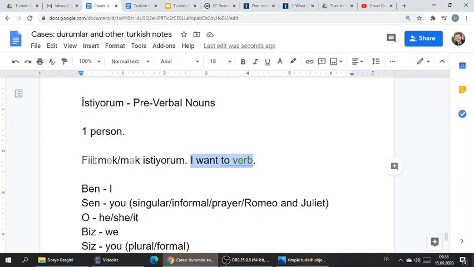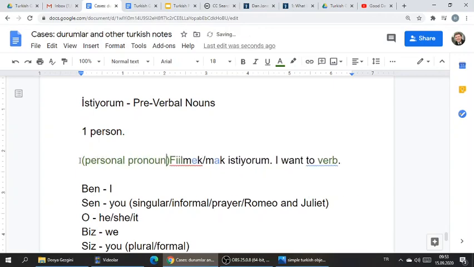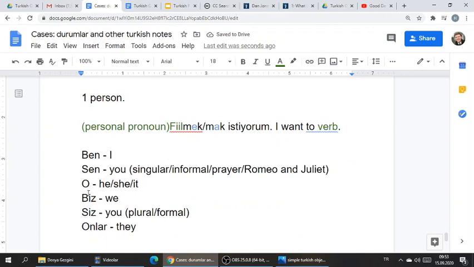All you have to do is take the fiil with its mek or mak and say istiyorum, I want to. And of course, put the personal suffix here at the end. And of course, with any verbal sentence in Turkish, you can add the personal pronoun, such as ben, sen, o, biz, siz, or onlar. But the thing that's not optional, that you are required to put on there, is this end suffix, the personal suffix.